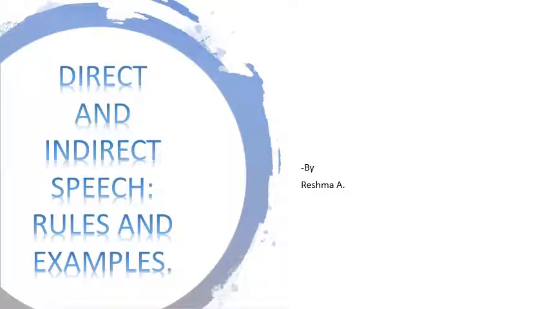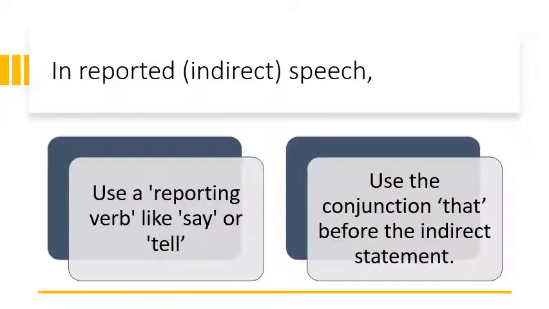So today we are going to learn about direct and indirect speech. In indirect speech or reported speech, you have to say a reporting verb like say or tell. For example, he said that he was ill. So that is reported speech.